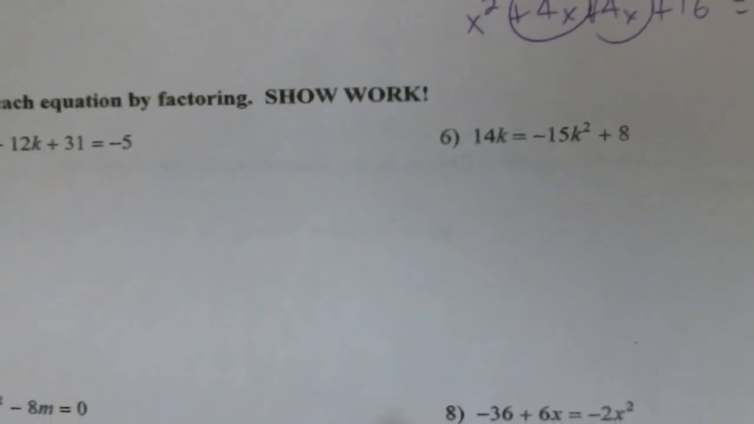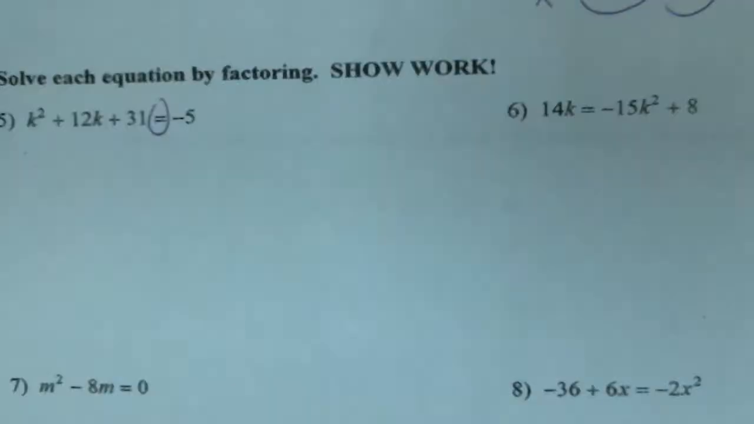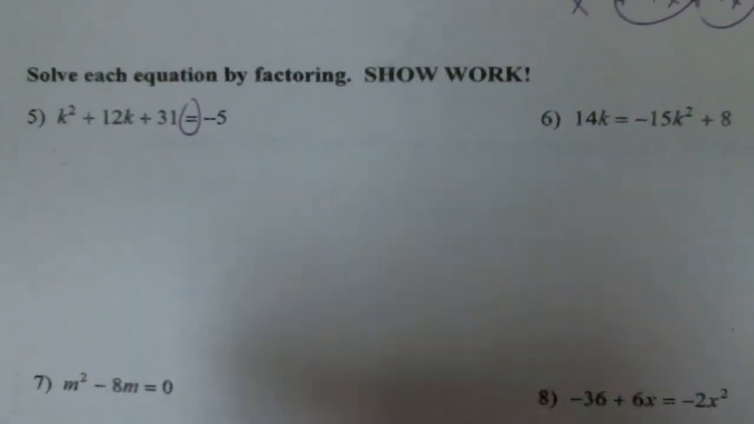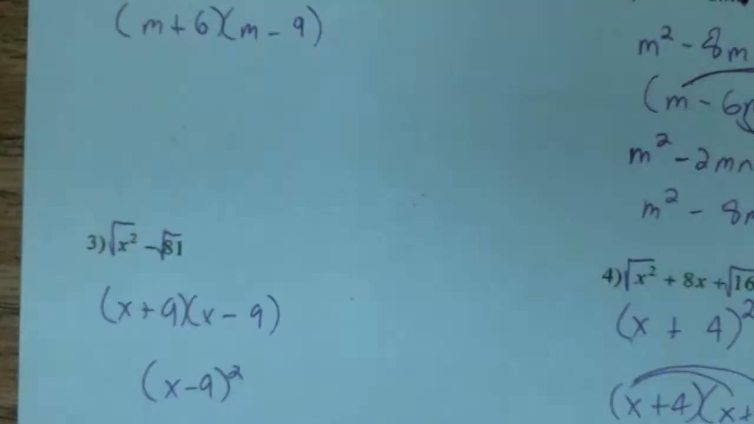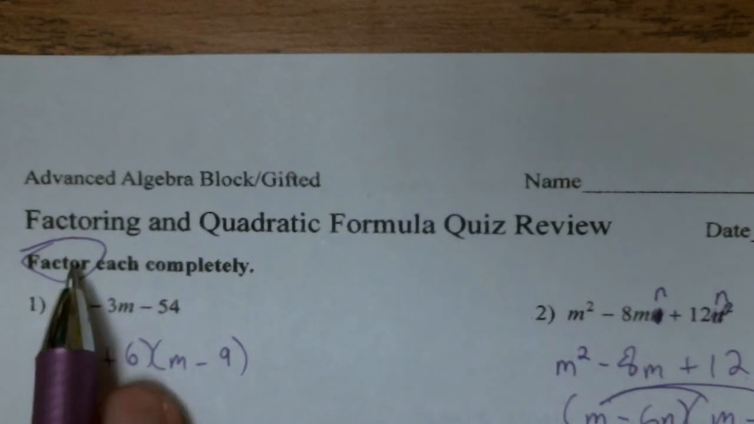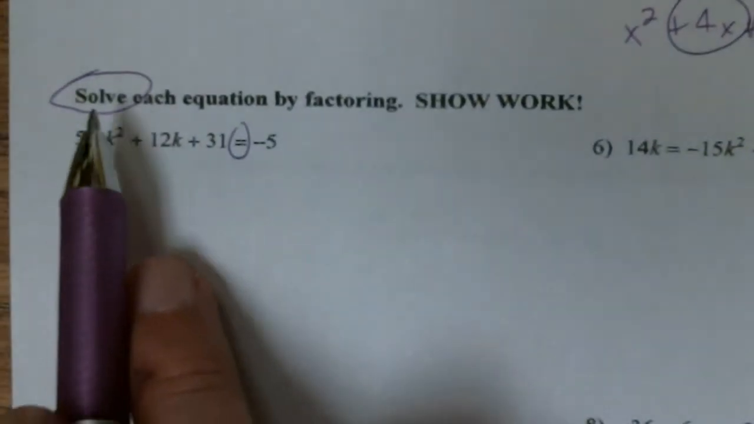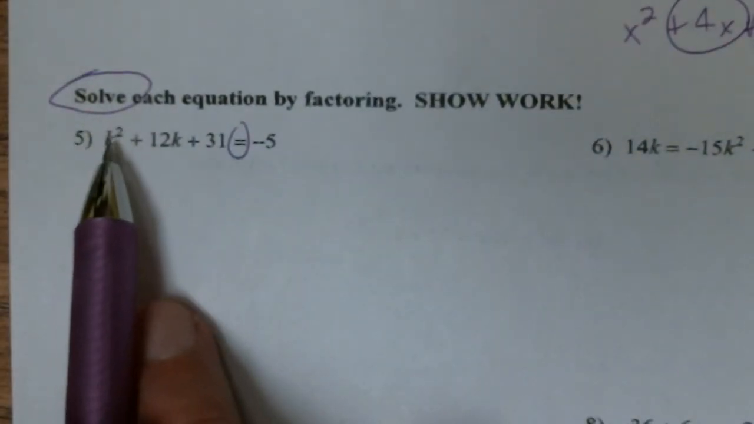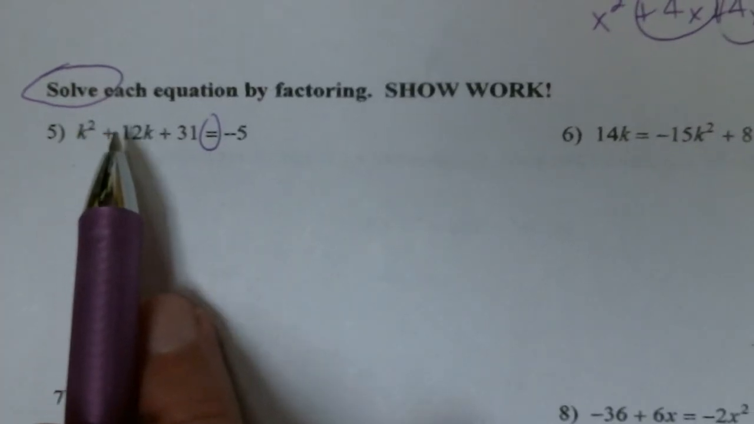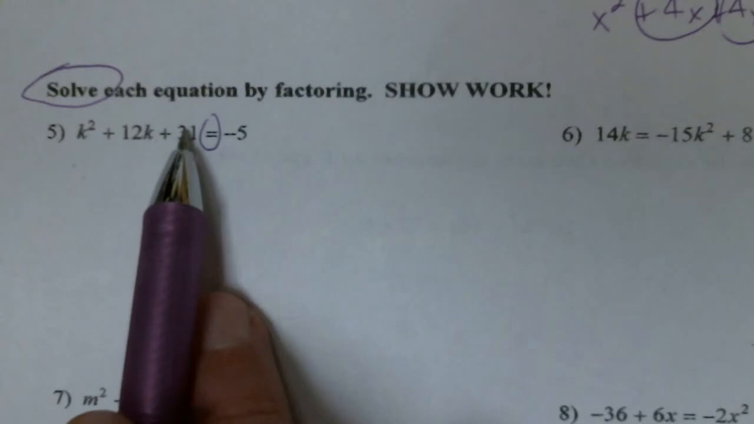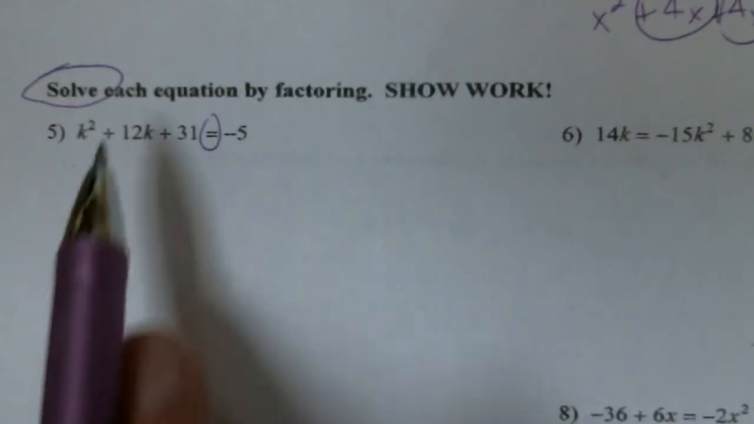Okay, now notice on the rest of the problems, guys, you see that little bad boy right there? That is an equal sign. Okay, so now we are actually solving. Here we are simply factoring. Okay, now we're actually trying to solve. I'm trying to figure out what number can I stick in for k so that when I square k and then I add 12 times k and then I add 31 to that, that will equal -5. What number goes in there?